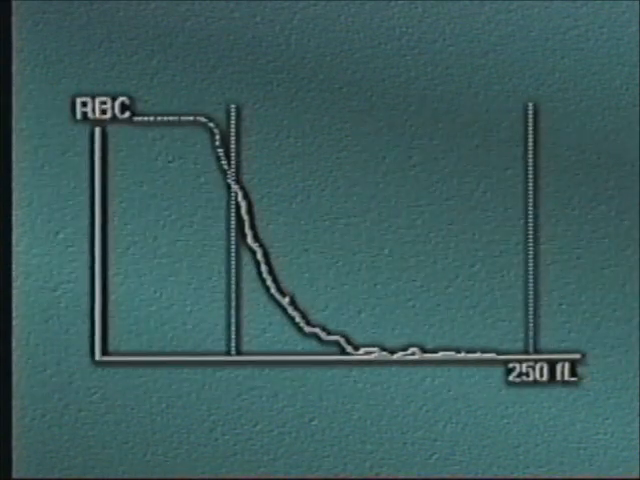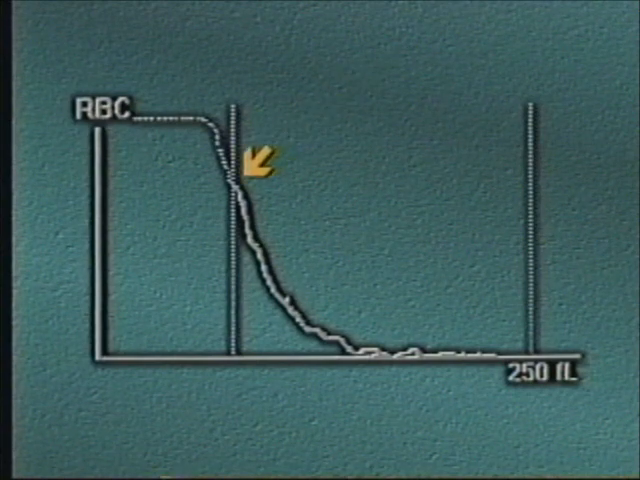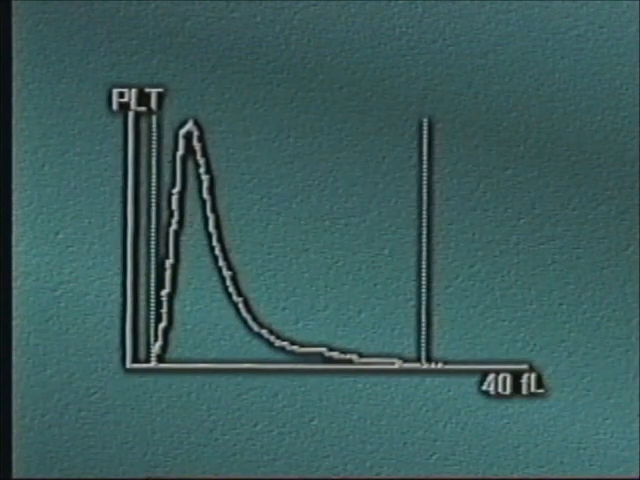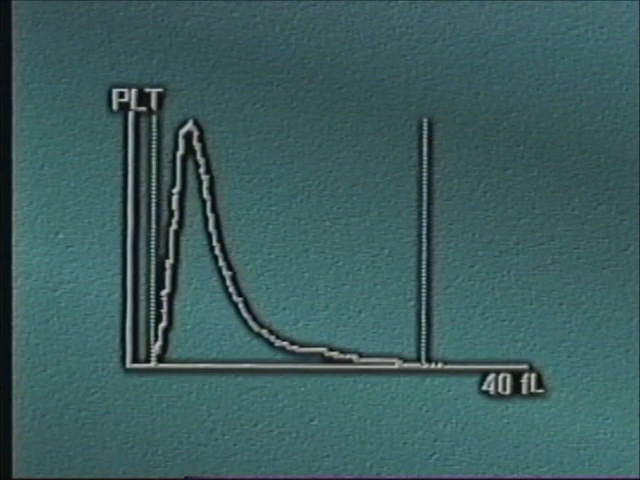The red cell histogram shows significant interference, and if this were a cerebral spinal fluid again, the result would not be acceptable. The platelet curve shows either a lot of platelets or a lot of debris. It is highly unlikely you would have 1.5 million platelets with few red cells.